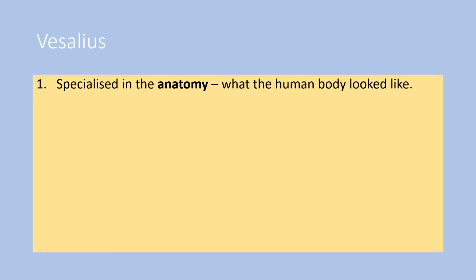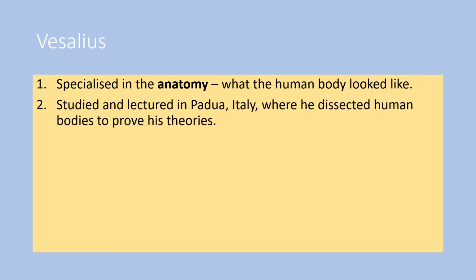Anyway, Vesalius, Andreas Vesalius. Vesalius was a specialist in the anatomy. Now, the anatomy is about what the body looks like, how it is put together. It is not about how the body works. So the anatomy is, here is a liver and here's where it goes. Here is your brain, here is where it goes, and so on and so forth.